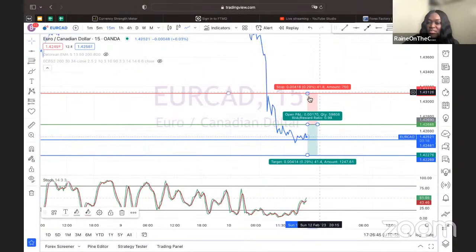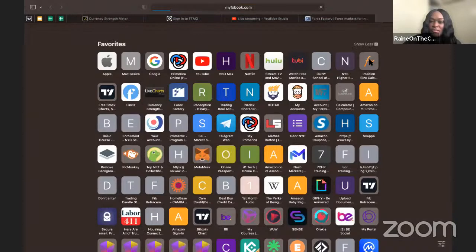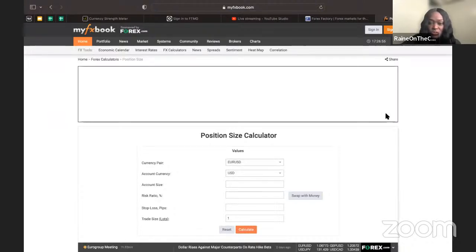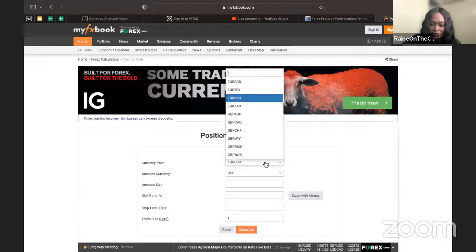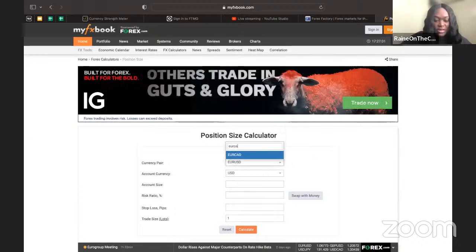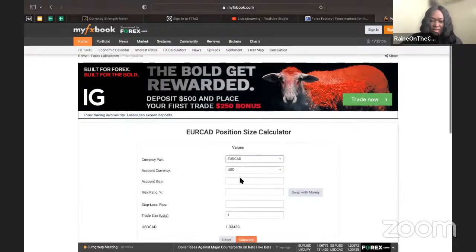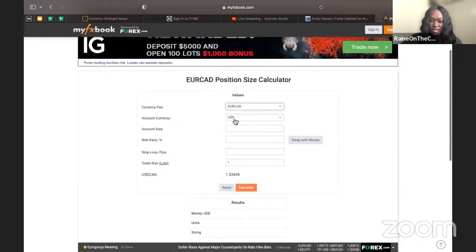So if I know that my stop loss is like 40 pips, then now I want to go to myfxbook.com, because you have to know how much you're willing to lose when you're trading. EuroCAD is the currency pair. US dollars is the account currency.